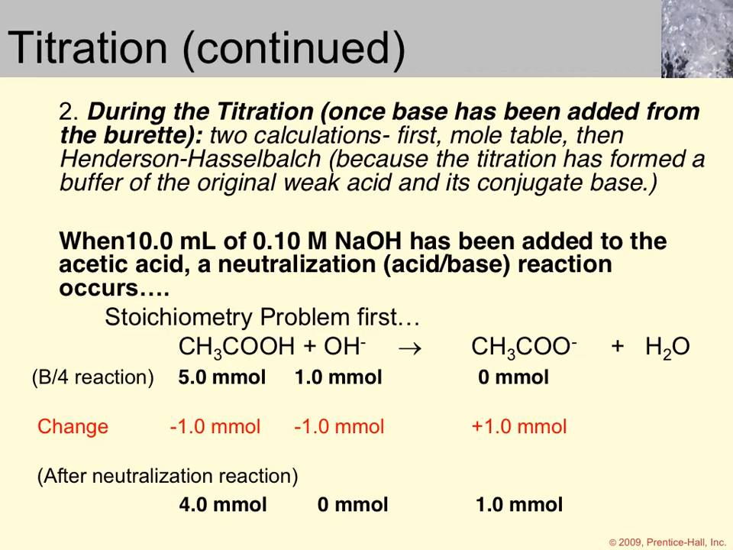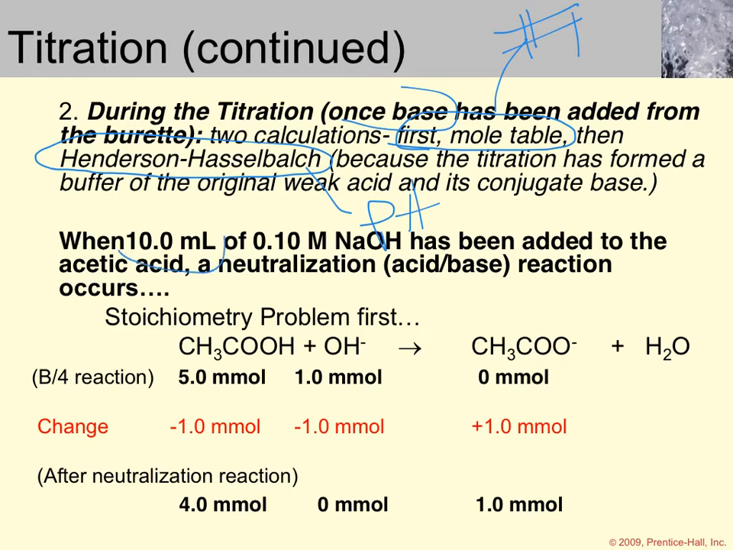During the titration, once you've started to add the base as the titrant, that's when you have two calculations you're going to have to do. As always, for any type of titration, you need to set a mole table up. Okay? Every titration will have that. What's different about titrating a weak acid is after you use the mole table to determine how much is reacted and how much is left, then you still need to use the Henderson-Hasselbalch equation rather than just minus log of concentration to find pH.